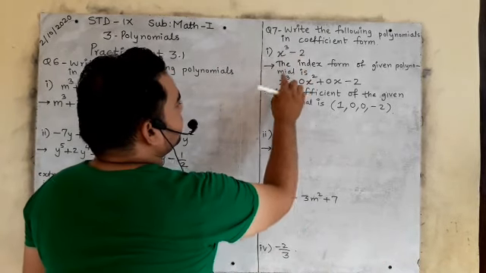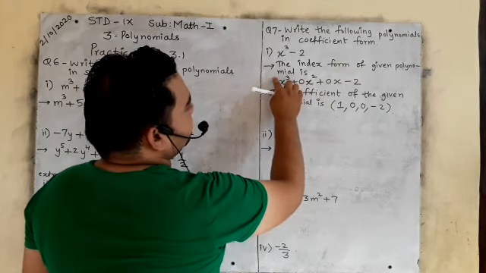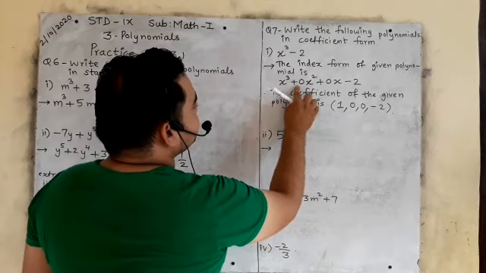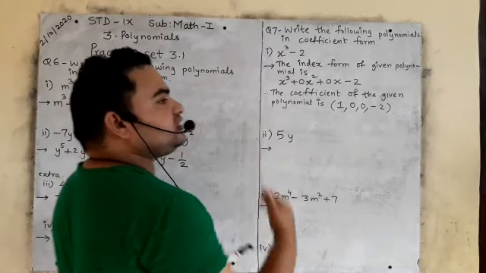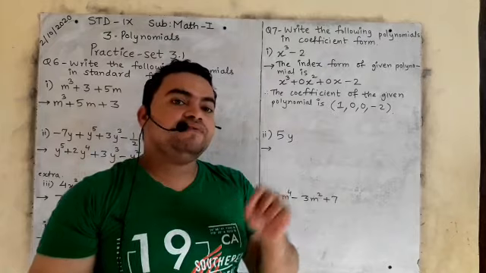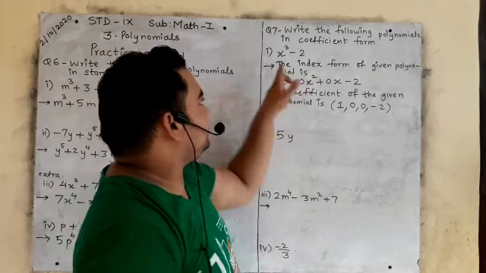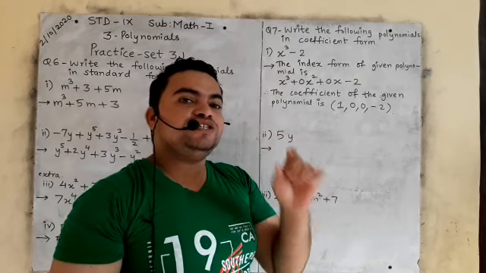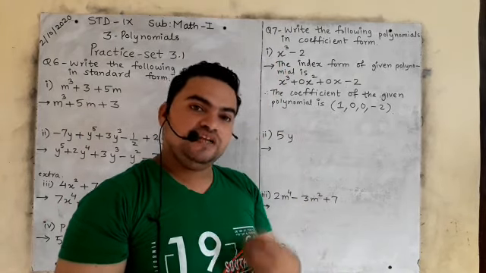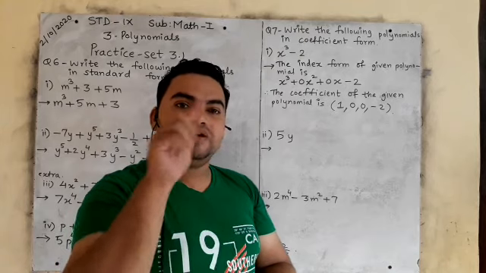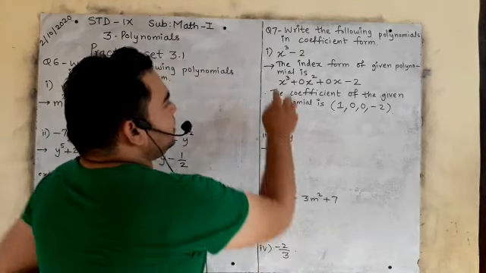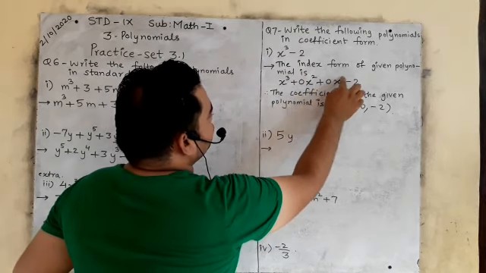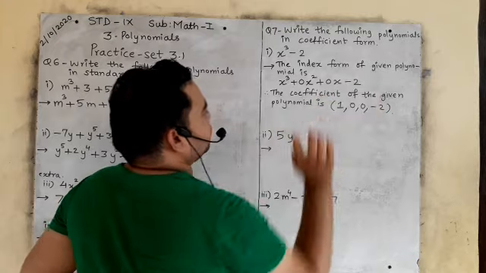cube minus 2. So the index form of the given polynomial is x raised to cube. After x raised to cube will come 0x raised to square. The terms which are absent, we will write by using 0 and the particular variable used in the polynomial. The variable that has come in the polynomial, that variable only we will use, and for the absent coefficient we will write 0. Now see, x raised to cube plus 0x raised to square plus 0x raised to 1 minus 2x raised to 0.